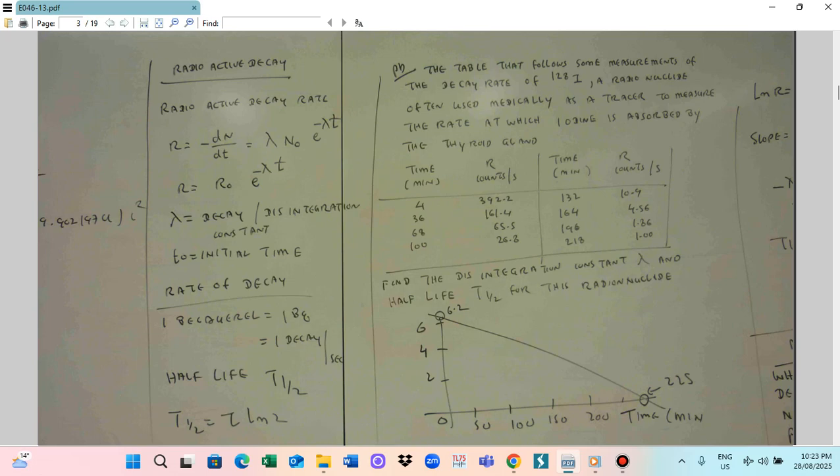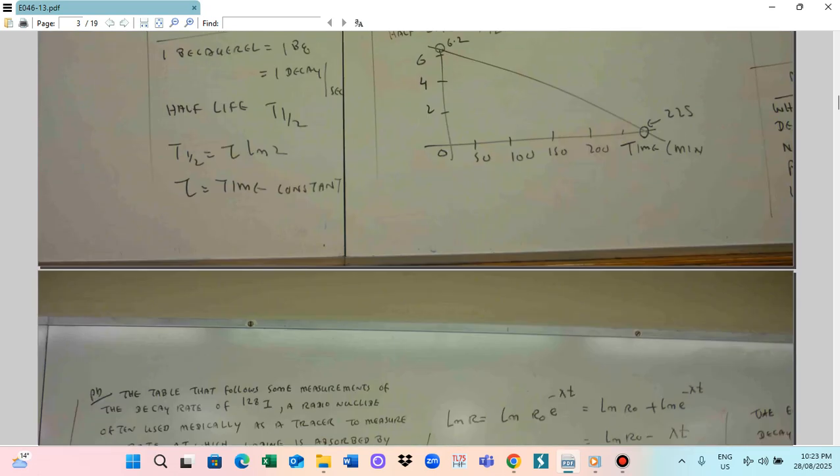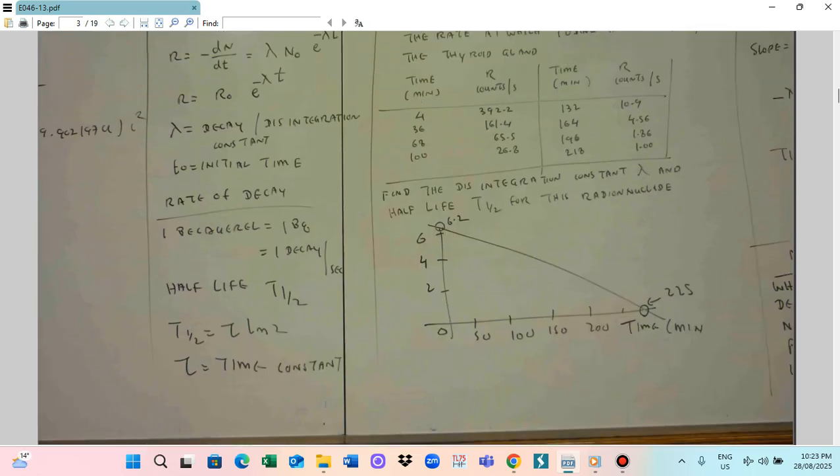In this case, our curve steps down here. We can draw it as a graph, and in this case we have to use a logarithmic scale.